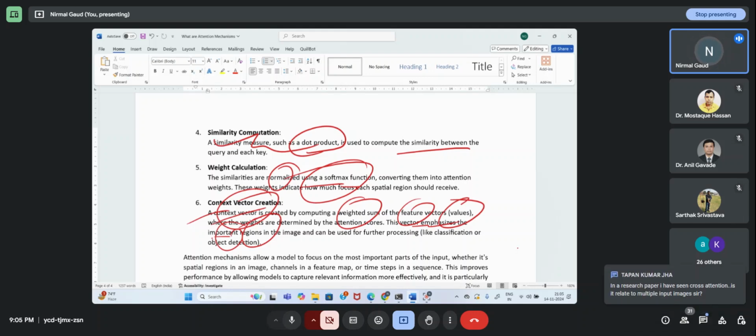Convolution is extracting the features. Convolution is getting the information from the image. But in that particular information, which is important information, that's what I need to attend.